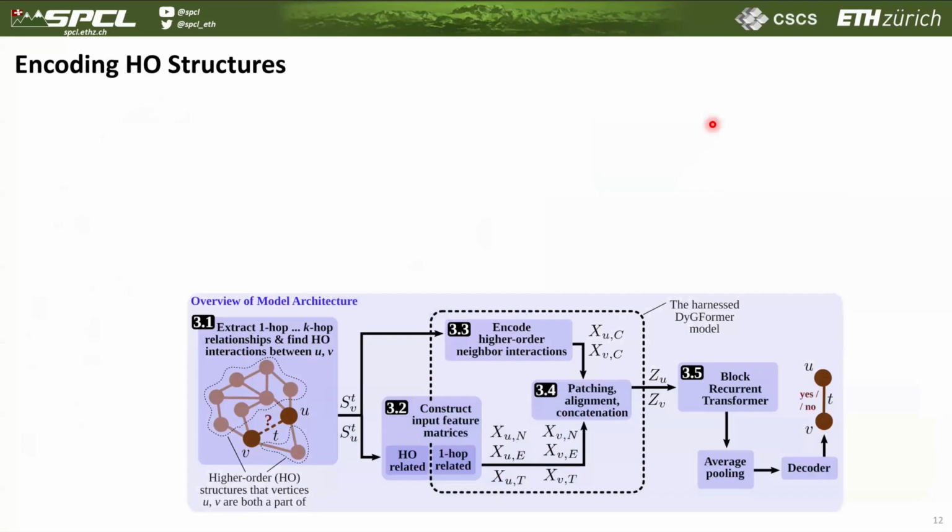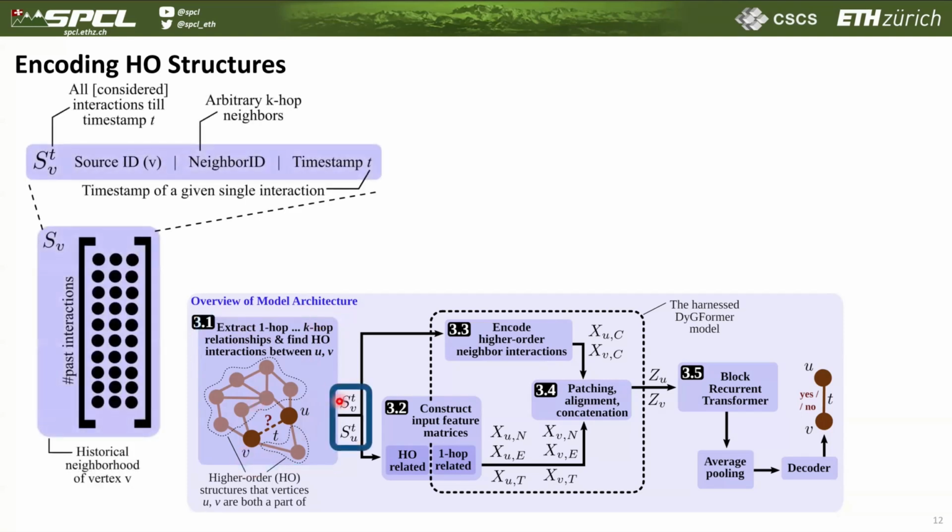So here is the overview of the HOT model architecture. It looks a bit complicated, but let's go through it step by step. This first part, the 3.1 part, is the one that we already briefly mentioned. It's basically mining, extracting these higher order patterns. In that part, we take these vertices and mine for their higher order neighborhoods, and we find these higher order structures that we pre-selected. This is a sort of hyperparameter: which of these higher order structures we are going to harness, and we mine for them in the first part of the whole pipeline.